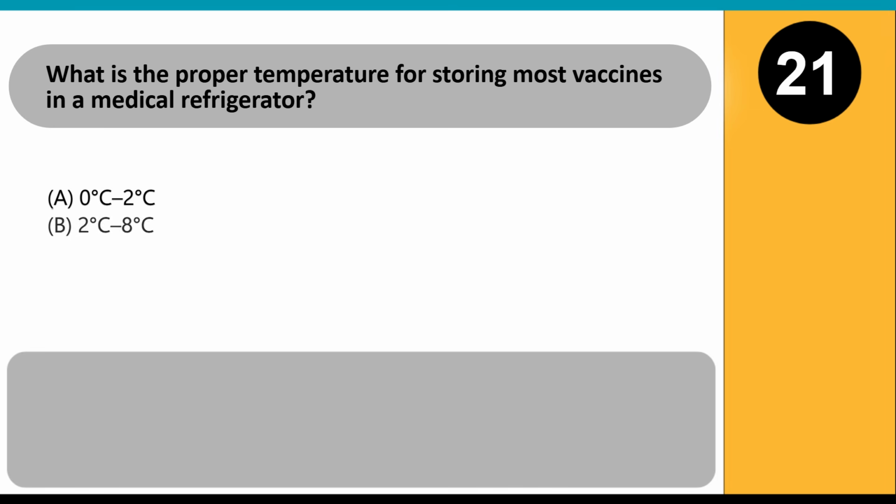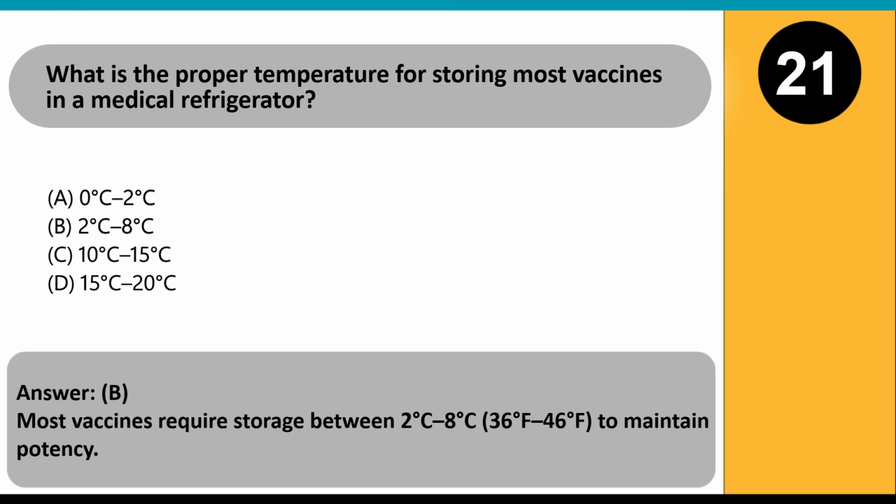What is the proper temperature for storing most vaccines in a medical refrigerator? A. 0 to 2 degrees Celsius. B. 2 to 8 degrees Celsius. C. 10 to 15 degrees Celsius. D. 15 to 20 degrees Celsius. Answer, B. Most vaccines require storage between 2 to 8 degrees Celsius, 36 to 46 degrees Fahrenheit, to maintain potency.